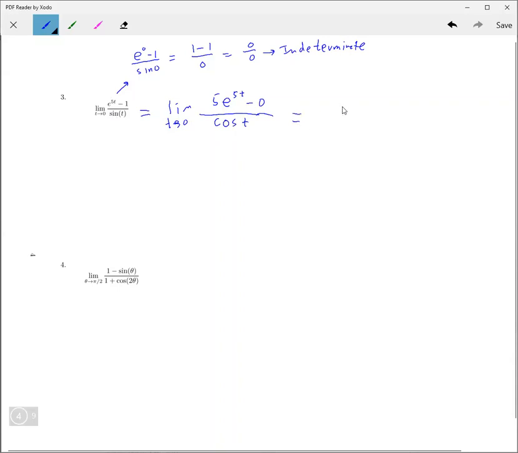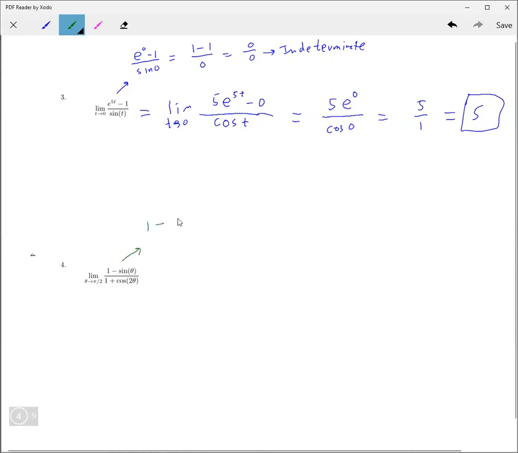And now, if we plug things in, we get 5 e to the 0 over cosine 0. E to the 0 is just 1, so that's 5 over, and then cosine 0 is just 1, so 5. Okay, so 5 would be the answer to that one. Okay, moving along to the next one.